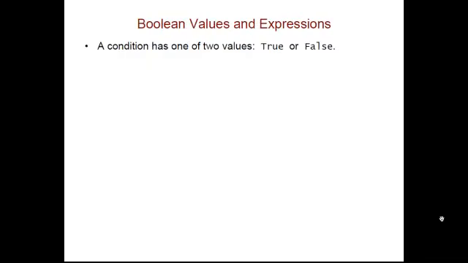When we evaluate a condition in Python, we get one of two values, capital T True or capital F False. For example, if I enter 10 less than 20 at the shell, I'll get True because 10 is less than 20. If I enter the string Jones equals the string Baker, I'm getting False because those two strings are not equal to each other.